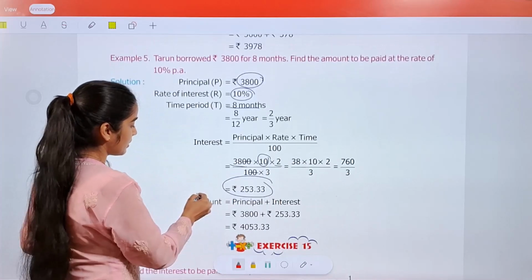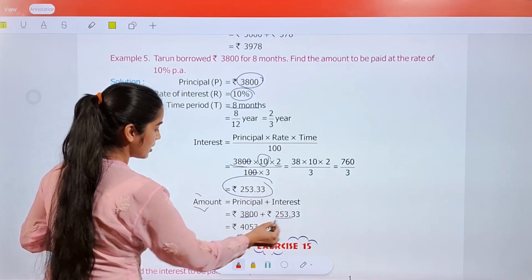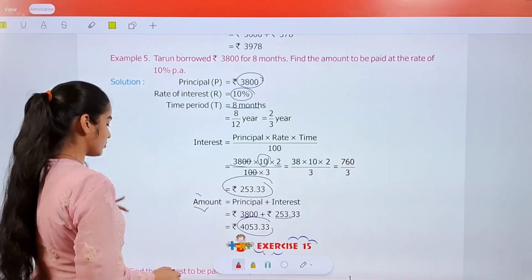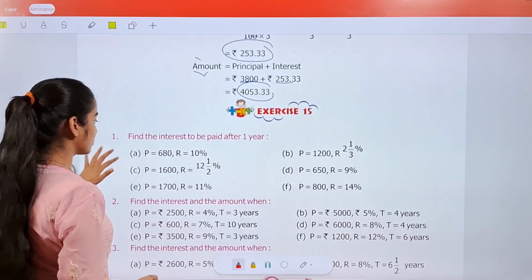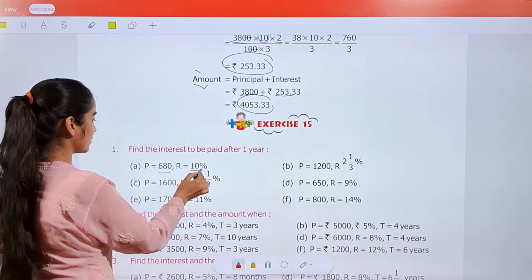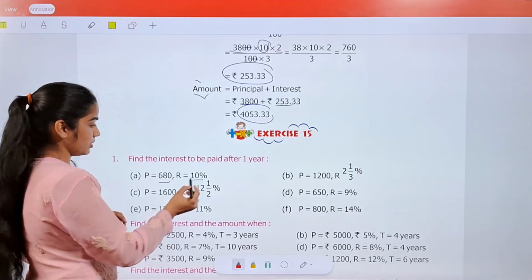Now what is the amount? Principal plus interest. So 4,053.33. Find the interest to be paid after 1 year. So this is your principal, this is your rate of interest. So how much interest do we have to pay? We have to find out the interest. Okay.